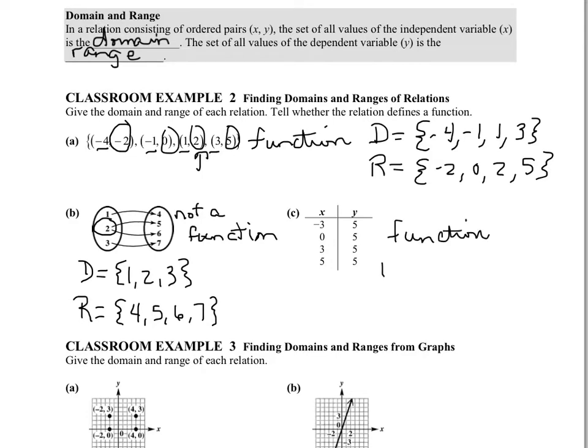Now, the domain is going to include all the x values from the table. So we have -3, 0, 3, 5, close parentheses. And what do you see with the range? An interesting thing, they all have the same value. We only have one element in our set for the range, and that's 5. Perfectly okay. It's still a function because I don't care about the y's. I just check to see that all the x's are different.